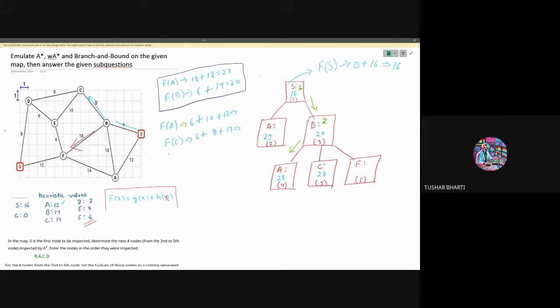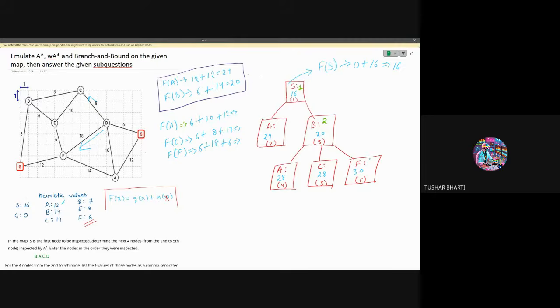Now again if we calculate for f of F, this will be S to B. Why are we taking S to B? Because we are going through this path. You see, S to B then to A, S to B then to C, S to B then to F. So this is why we are taking these 3. We are adding the cost of S to B, so this will be 6 plus B to F, which is 18, plus the heuristic value of F, which is 6. This will be 24, 6, 30.